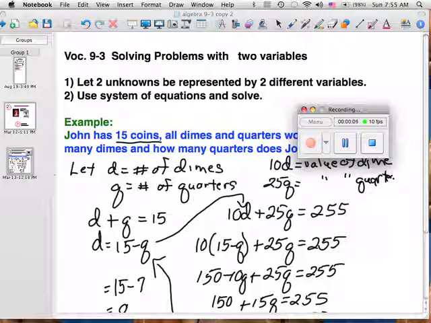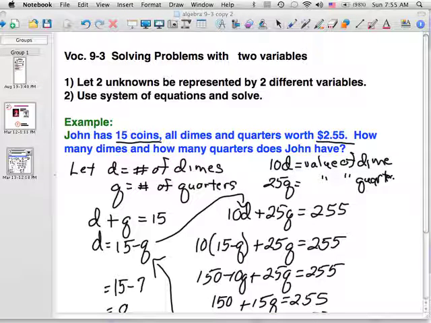We're on chapter 9, section 3. We're going to be solving word problems using a system of equations, and we're going to use two different variables. We're going to let the two unknowns in the problem be represented by two different variables and then use the system and solve it.